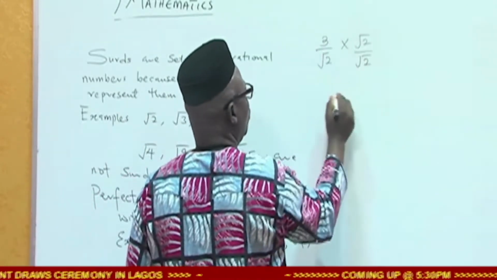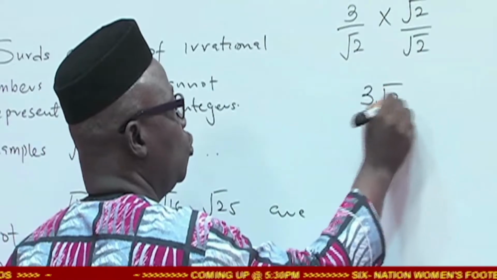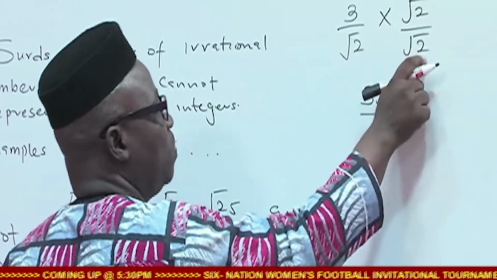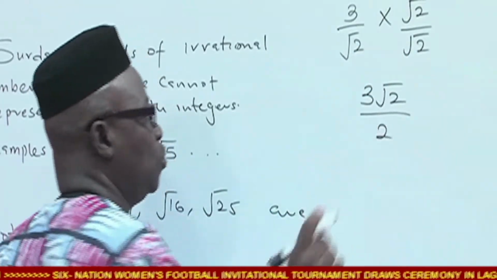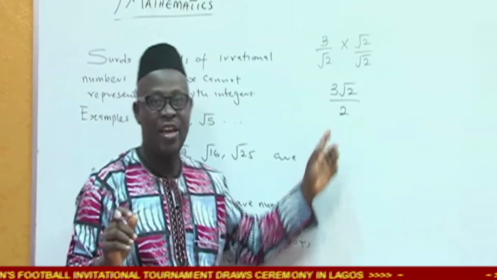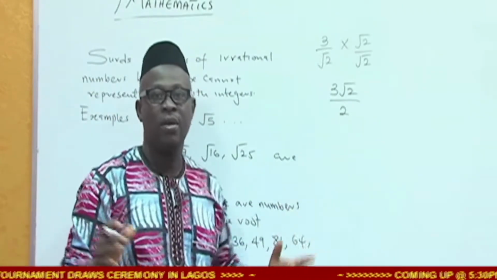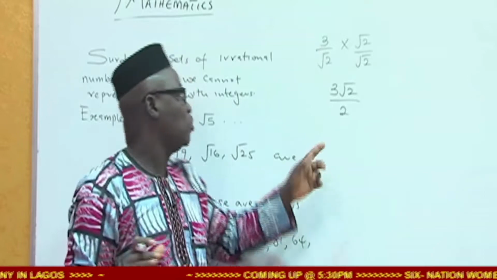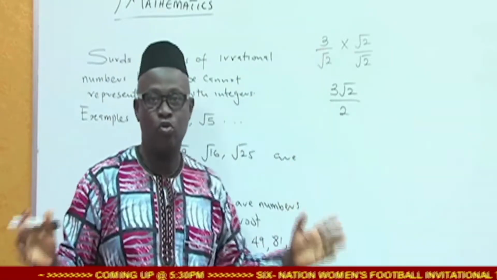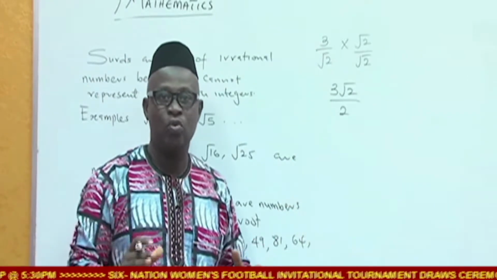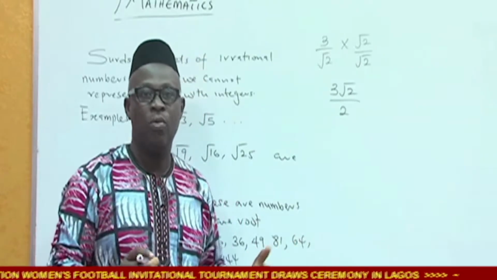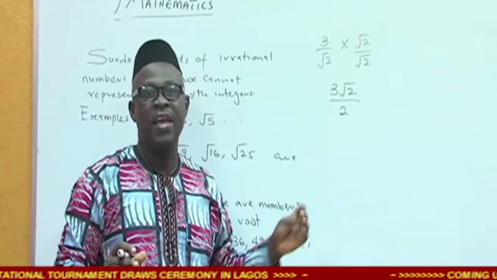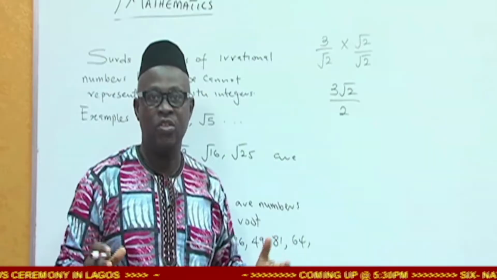3 multiplied by root 2 is going to be 3 root 2. Root 2 multiplied by root 2 is going to be 2. As far as I don't have any surd in my denominator, I've been able to simplify 3 divided by root 2. So those are the 2 lines of simplification we are going to be looking through anytime we are simplifying a surd.